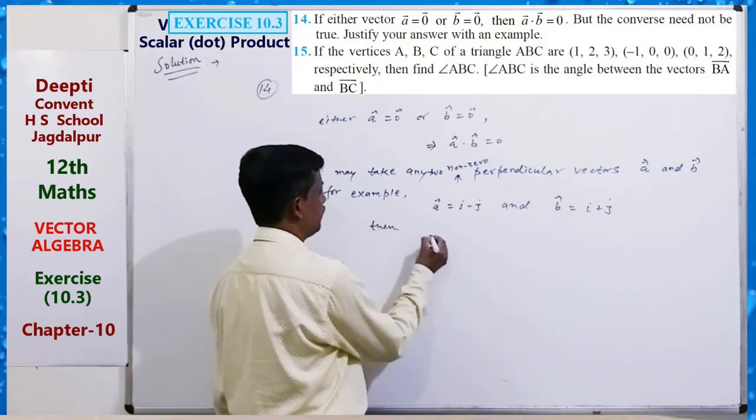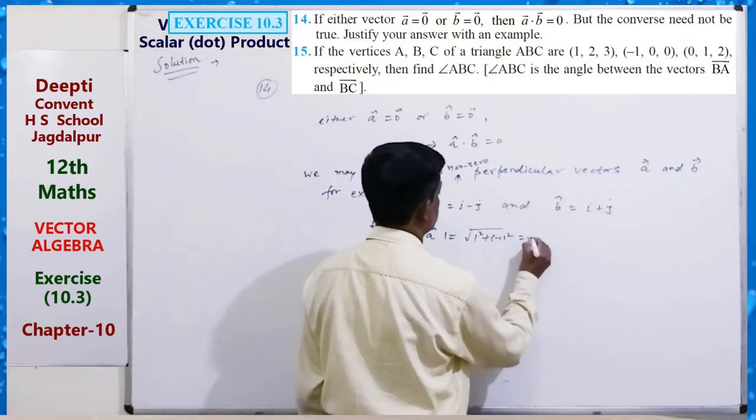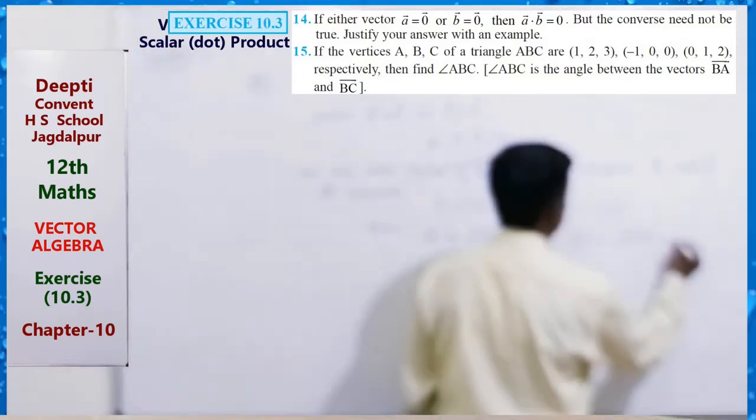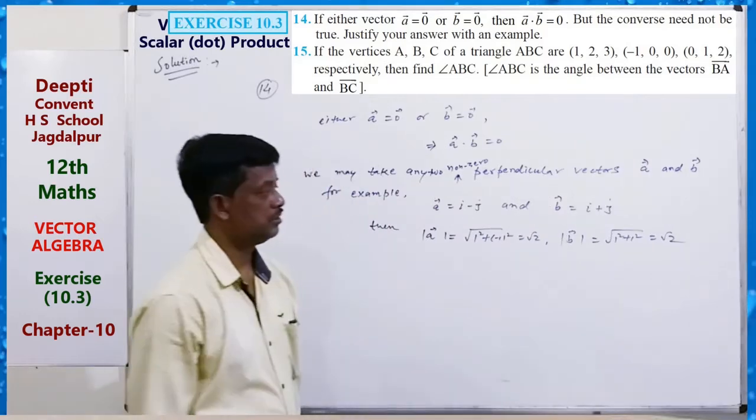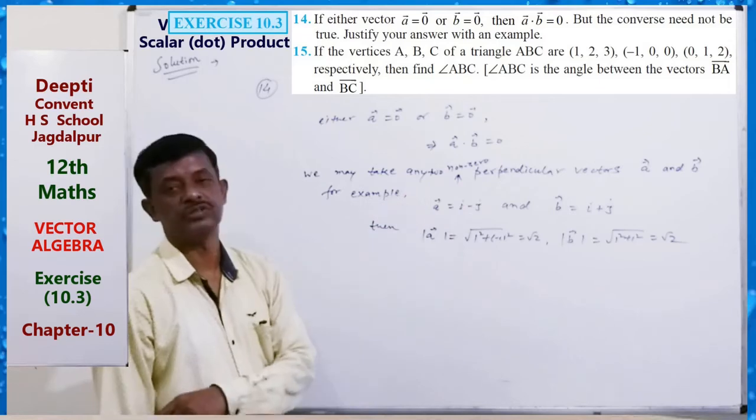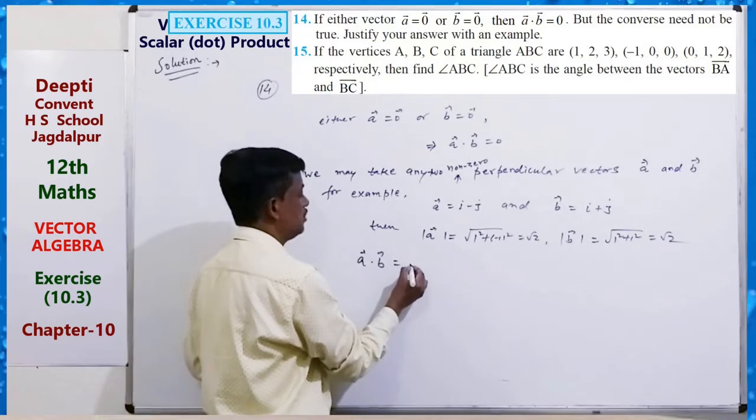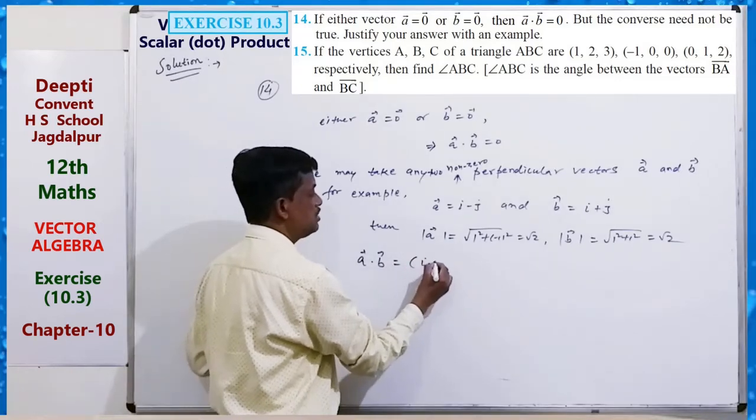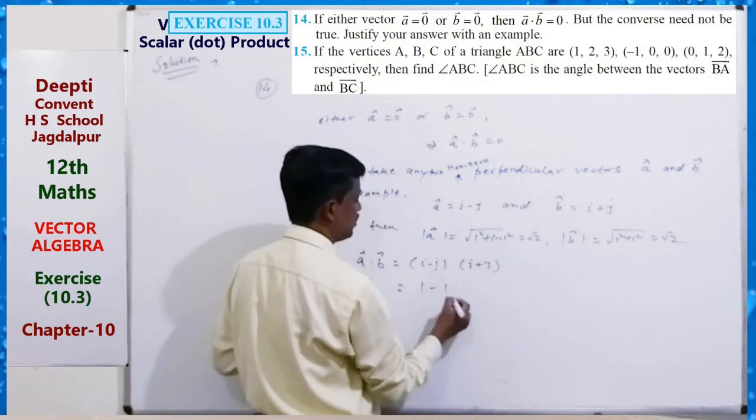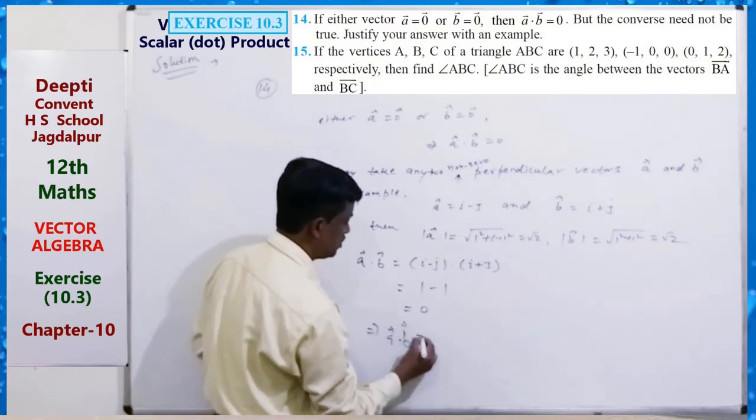Then mod A equals root of 1 square plus minus 1 square, which equals root 2. Mod B equals root of 1 square plus 1 square, which equals root 2. Both have the same modulus, and they are non-zero vectors, and A dot B equals (i minus j) dot (i plus j). We see that 1 minus 1 equals 0, which implies A dot B equals 0.